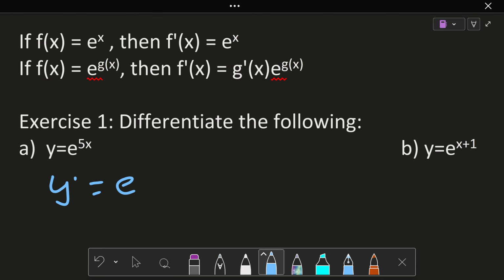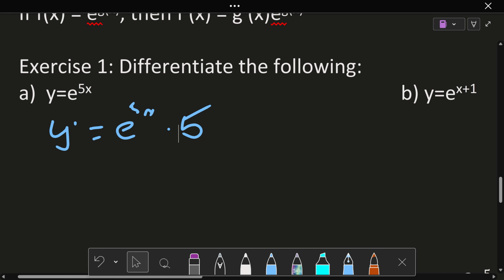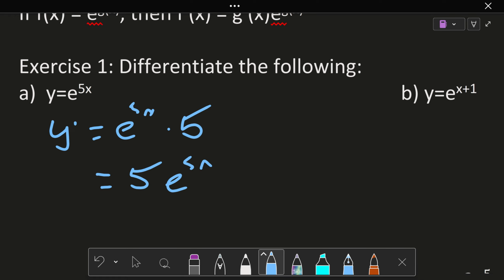In this case, it's still going to be e to the 5x. And then we times that by the derivative of the inner function, which is 5x. So the derivative of 5x is 5. And then again, just to write that down a little bit nicer, we write it down as 5e to the 5x.